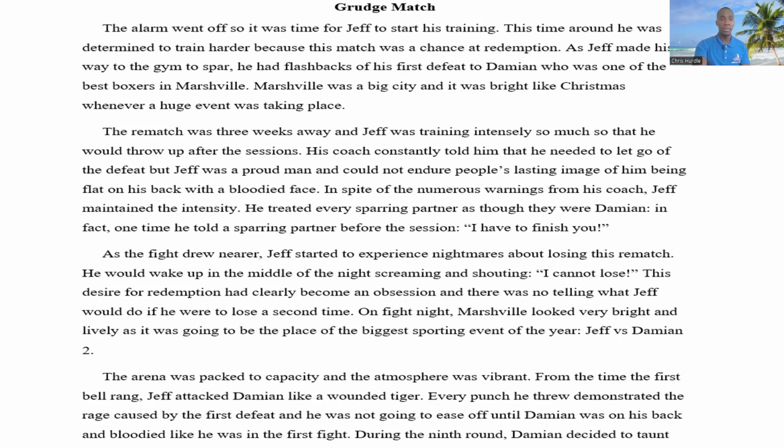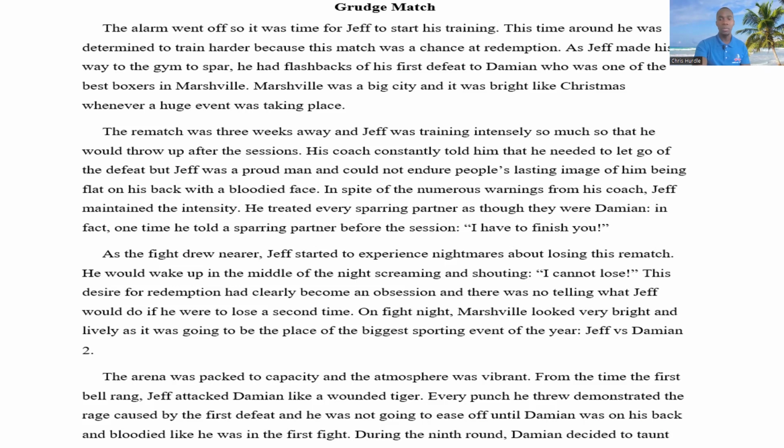Right? Let's see. So the arena was packed to capacity and the atmosphere was vibrant. From the time the first bell rang, Jeff attacked Damien like a wounded tiger. Every punch he threw demonstrated the rage caused by the first defeat, and he was not going to ease off until Damien was on his back and bloodied like he was in the first fight.